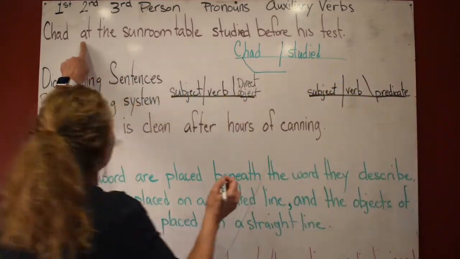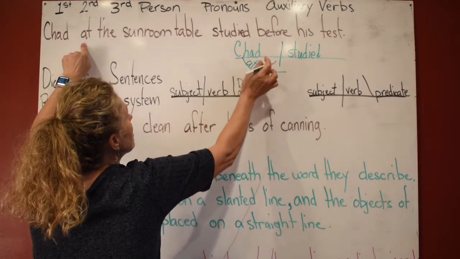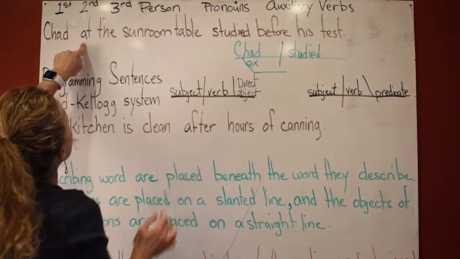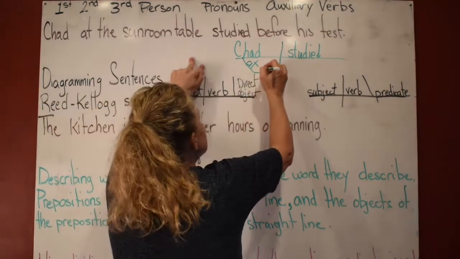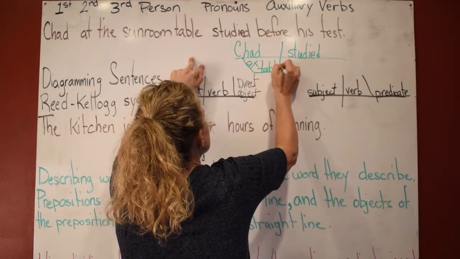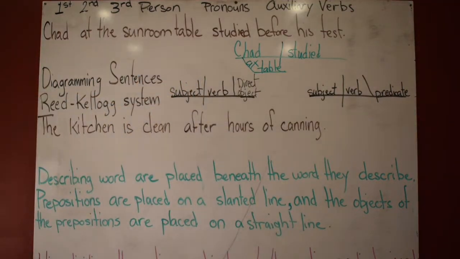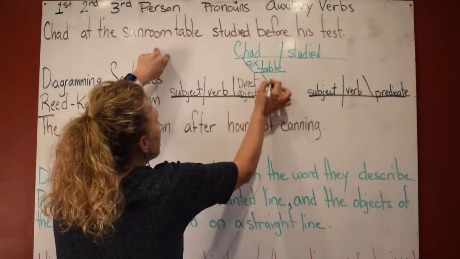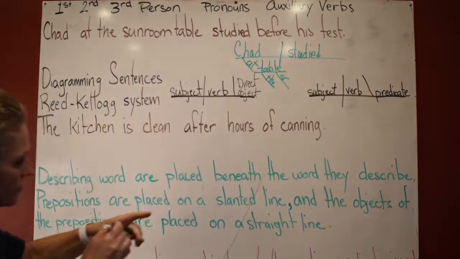Okay, so now we have our preposition. It goes on the slanted line, and then what's our object of the preposition? At the sunroom. Try it again. Table. Table. Okay, so now what are the adjectives describing table? The and sunroom. Yep.